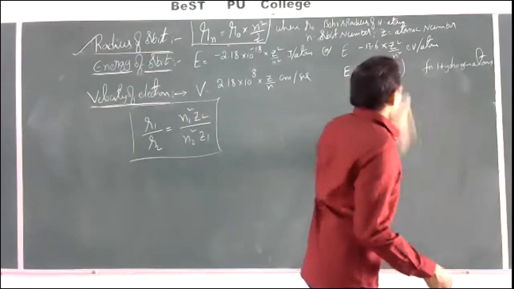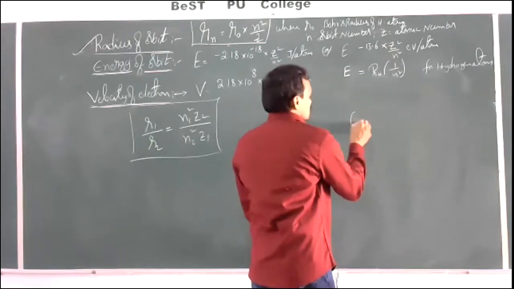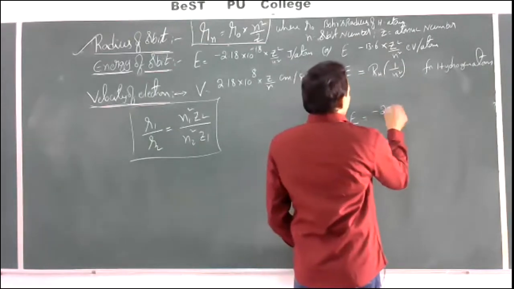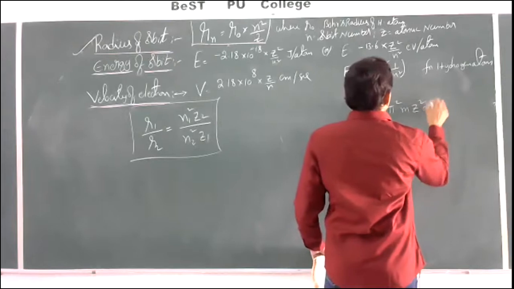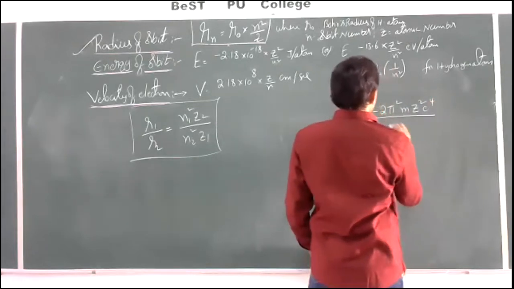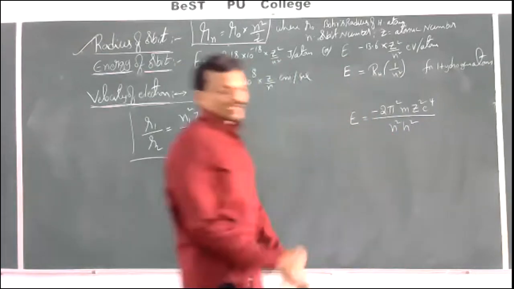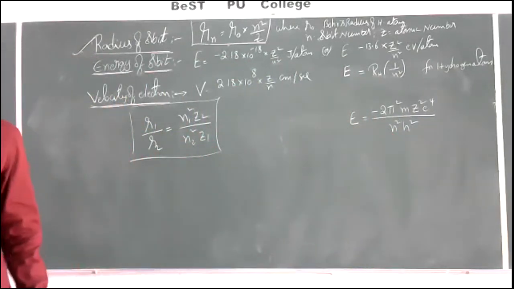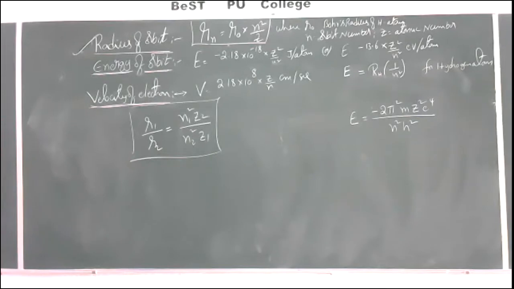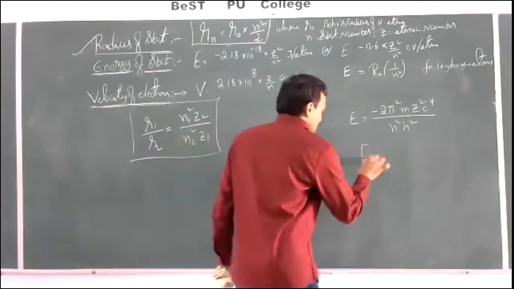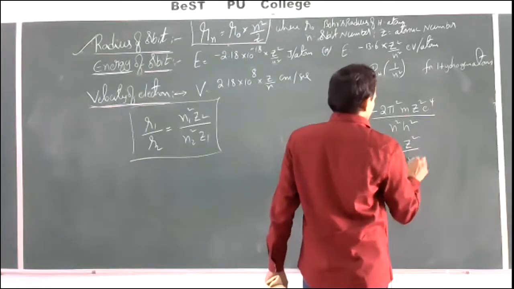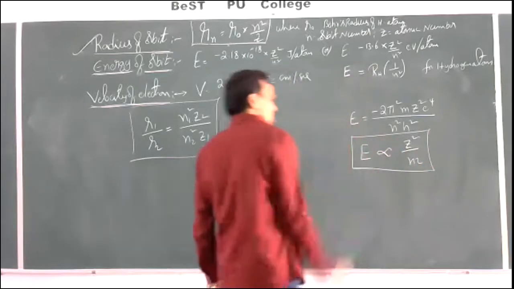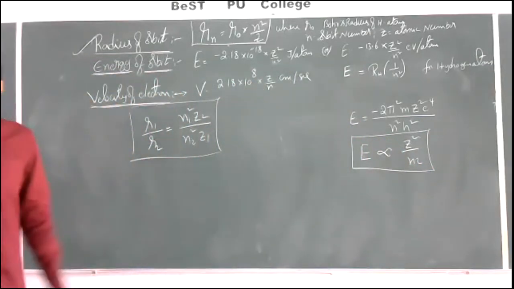Now, what is the formula for energy of the orbit? Energy E is equal to minus 2 pi square m Z square e power 4 by n square h square. This is the expression for energy of the orbit. Here, energy of the orbit is directly proportional to Z square by n square. E proportional to Z square by n square.